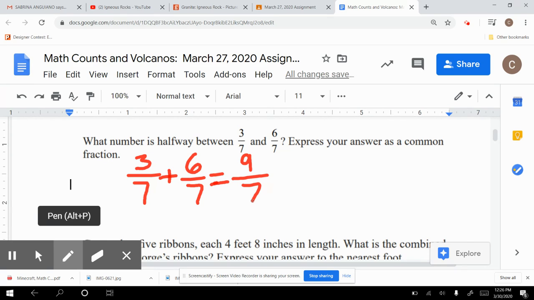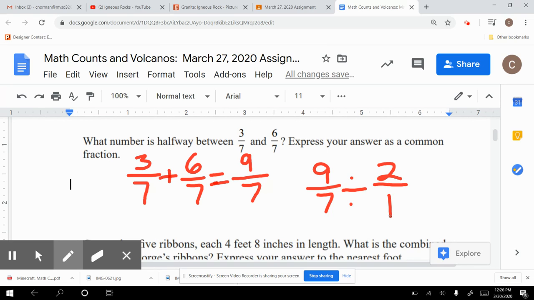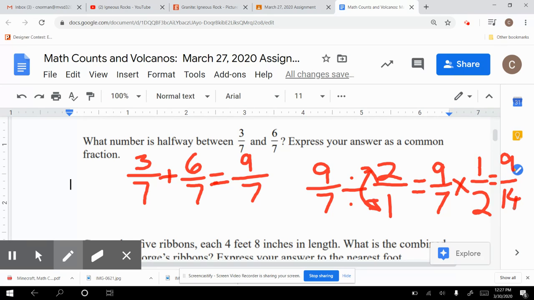Now, fifth graders are already fluent, hopefully, in dividing fractions, but if you take 9/7 and divide it by 2, and we know that 2 is the same thing as 2 over 1 as a fraction, we can also say 9/7 times 1 over 2 is the same thing, because remember, dividing by a number is the same thing as multiplying by that number's reciprocal. So we switch the places of these two, and it's called the reciprocal. And what you get is 9 over 14, and that would be our answer.